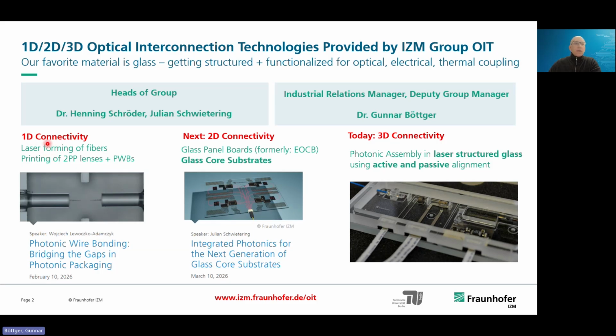I'm from the Optical Interconnection Technology Group at IZM, and we do optical connectivity on several levels and several dimensions. There's a 1D connectivity where you want to have a connection on a single optical channel, like from fiber to fiber. My colleague Boettger already talked about this. There will be a talk next on 2D optical interconnectivity that Julian is going to go into in 2 weeks' time. And today I would like to concentrate on complex 3D structured systems, which can be laser structured and that use active and passive alignment in their assembly.